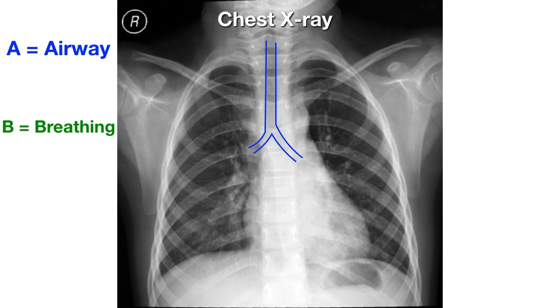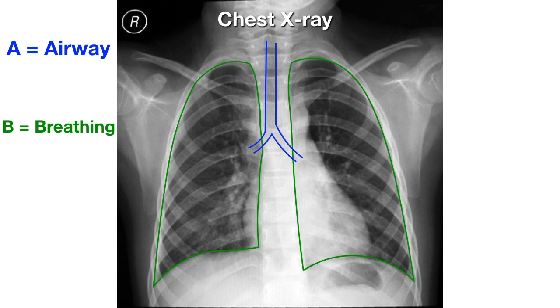Then you're going to move on to B, which stands for breathing. This is when you're going to take a look at both lungs. What I like to do first is follow each lung border, looking at the lung markings to make sure they go all the way to the chest wall. What I'm looking for here is any signs of pneumothorax or collapsed lung. Sometimes you can see that pleural line in a pneumothorax.